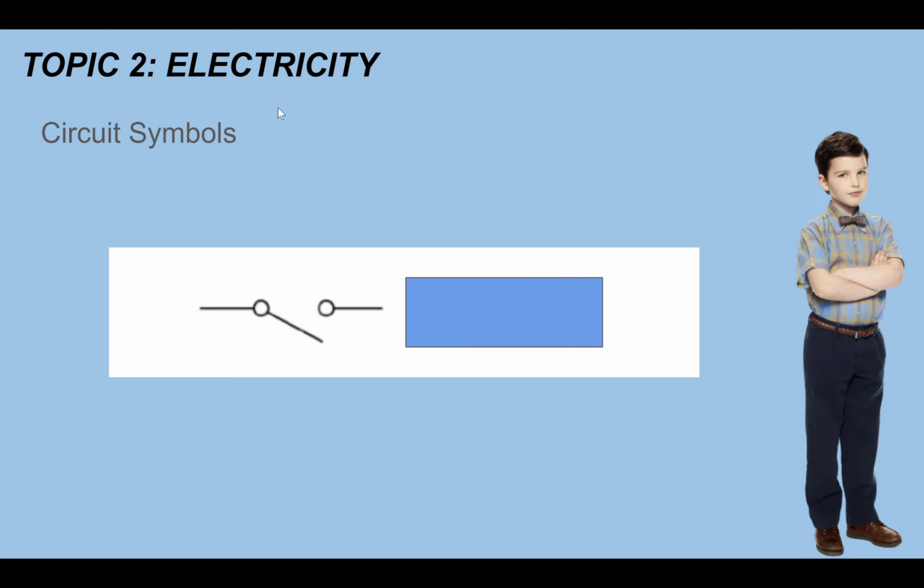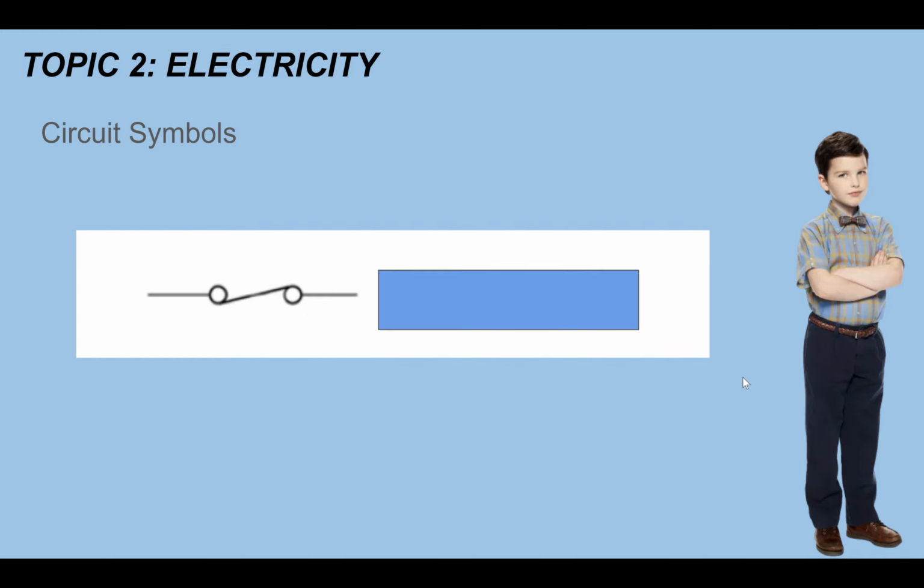Okay, we're on to topic 2, electricity. So, circuit symbols. There's young Sheldon, because I'm going with the physics theme. Anyways, not like you care. So, some circuit symbols. We'll play a little guessing game. I'll give you 2 seconds for each one. 1, 2, go. That's an open switch.